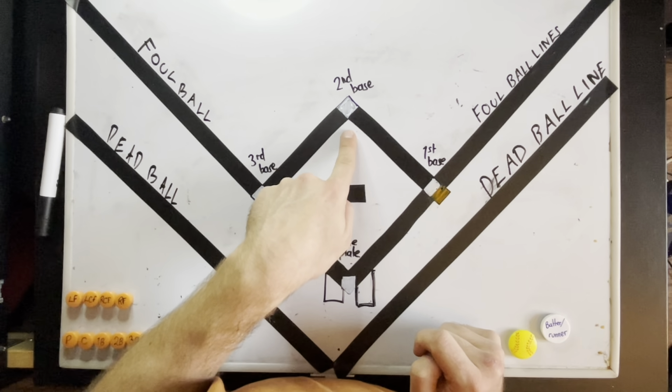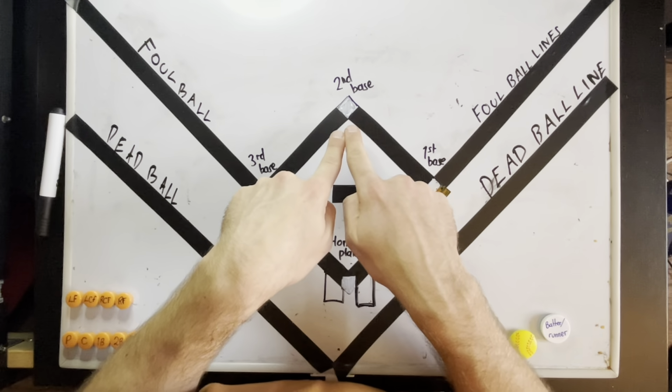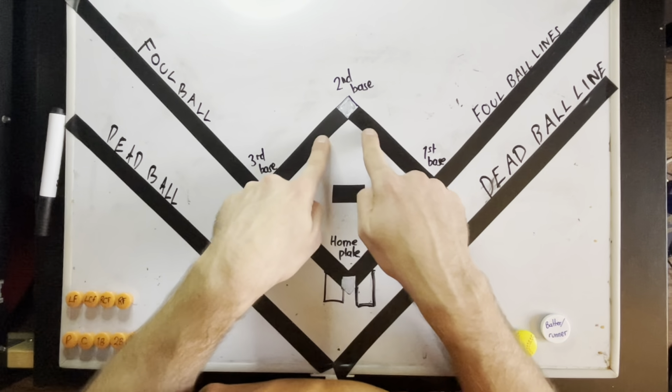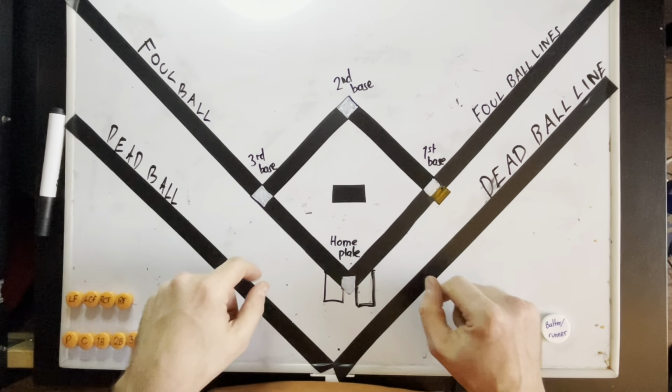The second base will be somewhere over here, equidistant from first and third. But normally this is marked out with a white field line. It's black on our thing here.